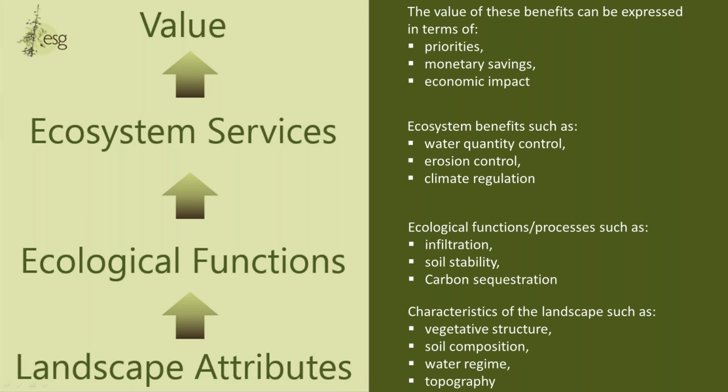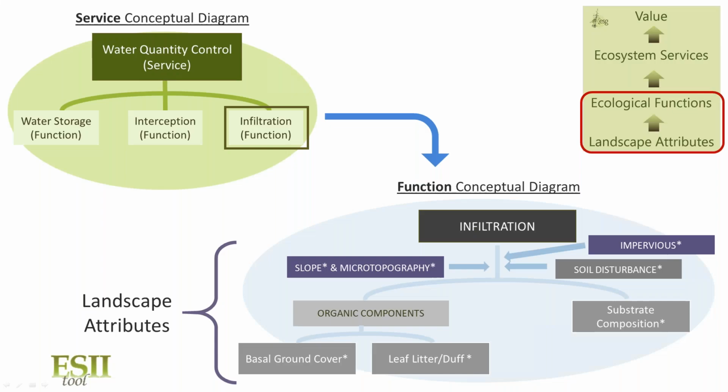We start with data inputs at the landscape attribute level. We measure those different things. We then measure how ecological performance is occurring on the landscape, and then we look at how those ecological functions come together to produce those benefits that we want to measure. Okay, Morgan, let's go to the next slide.